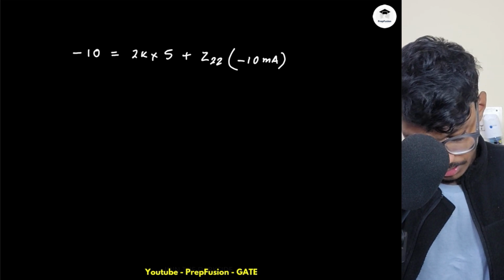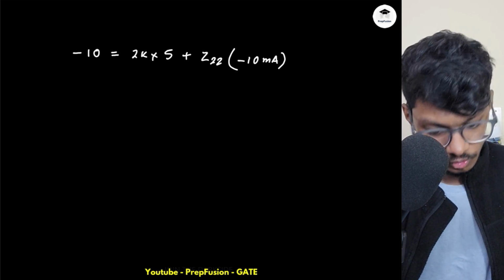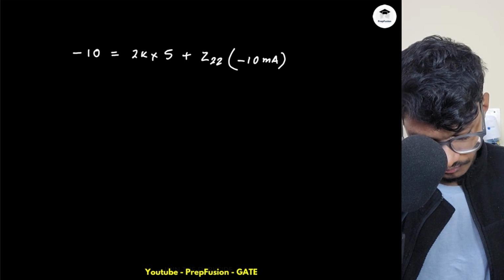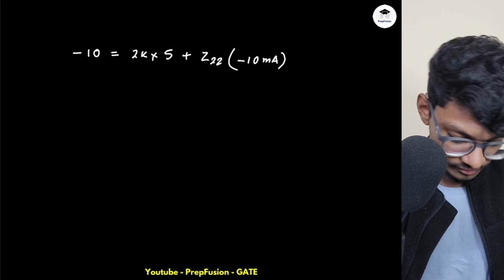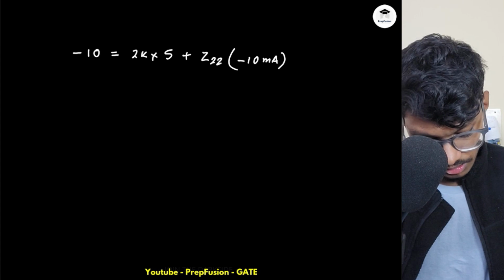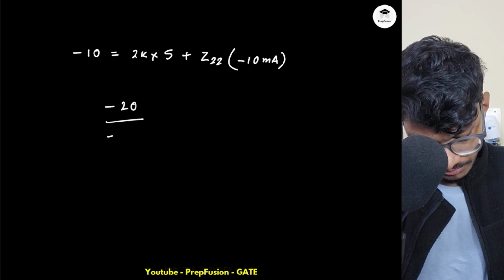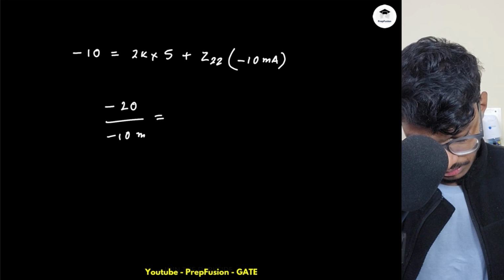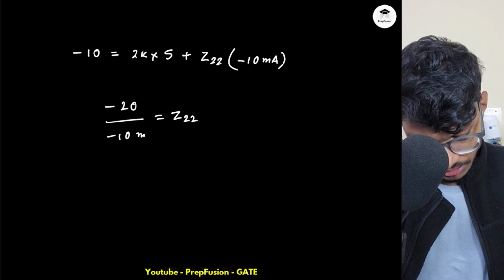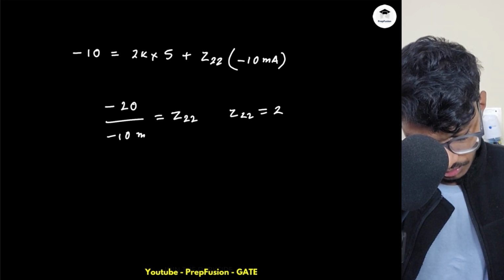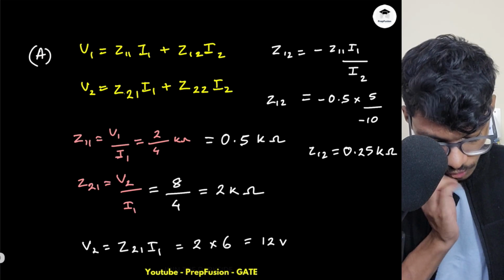So from here, what will be my Z22? Z22 will be minus 10 minus 2 kilo into 5 milliamps, which is 10, so minus 20 divided by minus 10 milli. So Z22 will be equal to 2 kilo ohms.